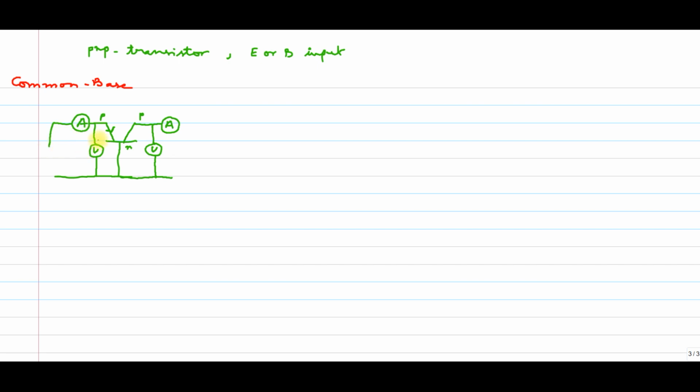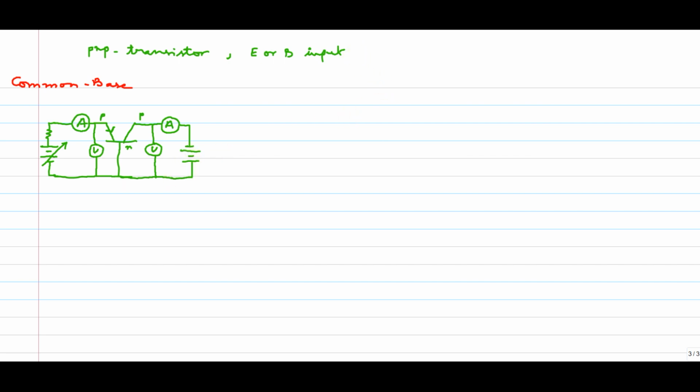Now we also know that input should be forward biased, so P should be connected to the positive terminal and N should be connected to the negative terminal. Okay, it should be like this. Of course we can have one resistor here to stabilize the current. That's all, and this is also variable. Similarly, this side should be reverse biased, so negative should be connected to positive.